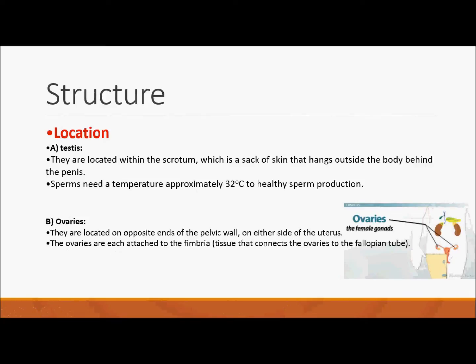The ovaries are located at the opposite ends of the pelvic wall on either side of the uterus. And the ovaries are attached by the fimbriae, and this tissue connects the ovaries to the fallopian tube. This is right over there.